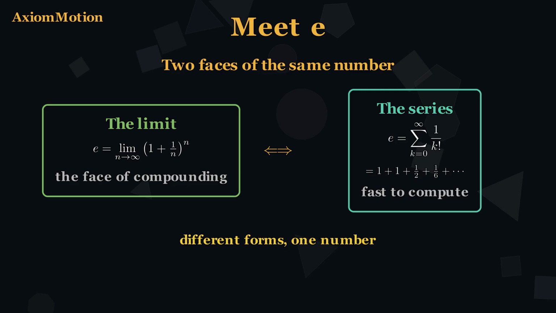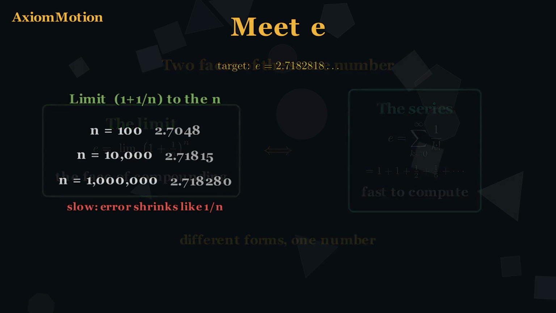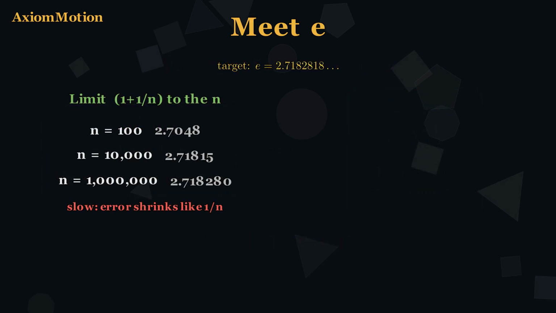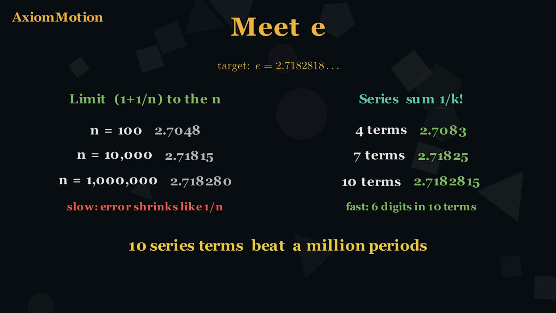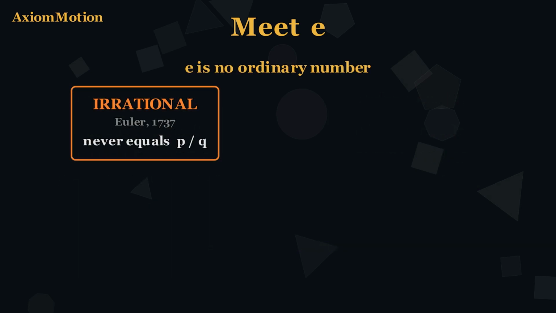But they are not equally useful. The limit crawls. Its error shrinks only as fast as 1 over n, so you would need around 1,000,000 periods just for 6-digit accuracy. The series sprints. Because factorials grow explosively, each new term is minuscule, and after just 10 terms, you already have e correct to 6 decimal places. This is how e is really computed, and e is no ordinary number.